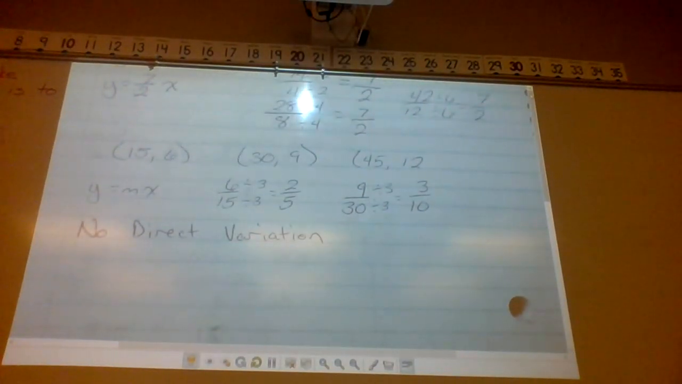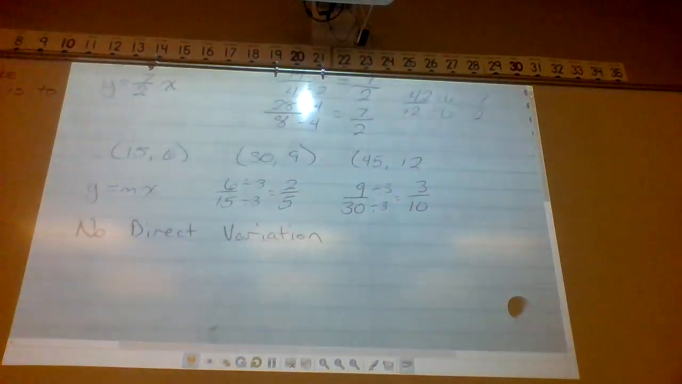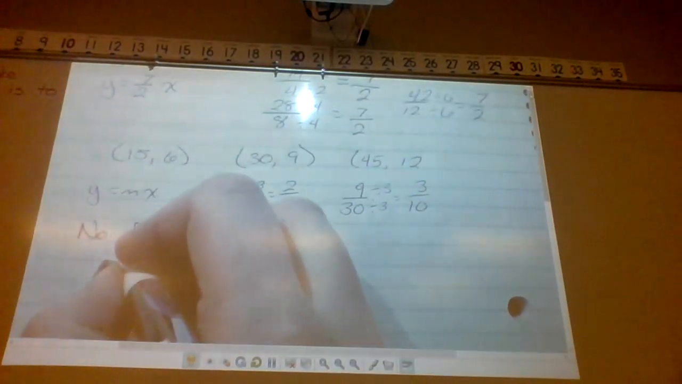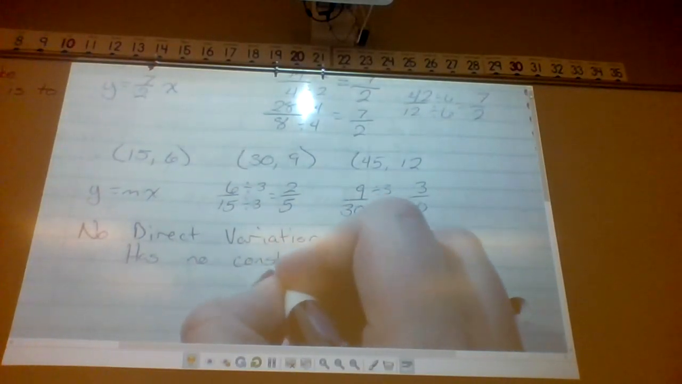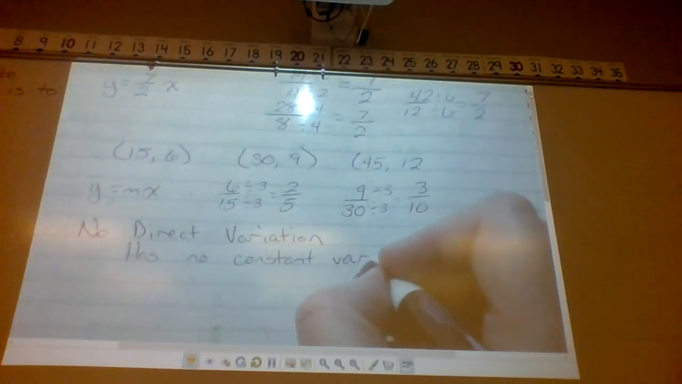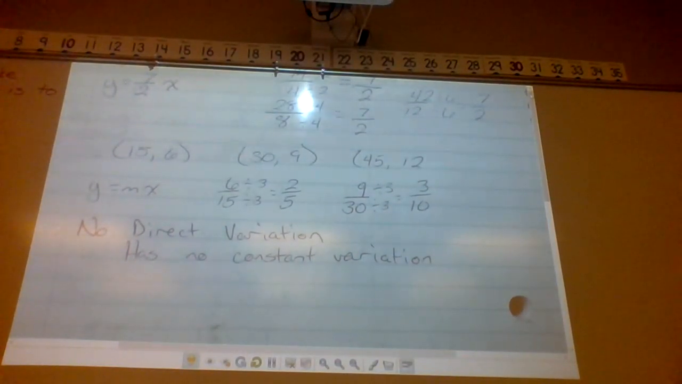There is no direct variation. Why is there no direct variation? Because they're not all the same, which means it has no constant rate of change. It does have a slope, but it has no constant. So we'll say we have no constant variation because each one changes.